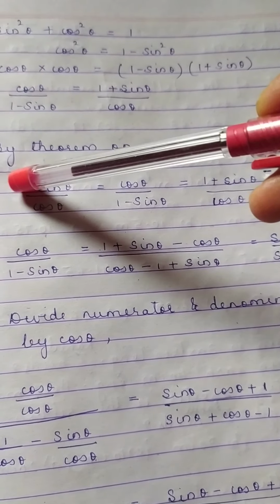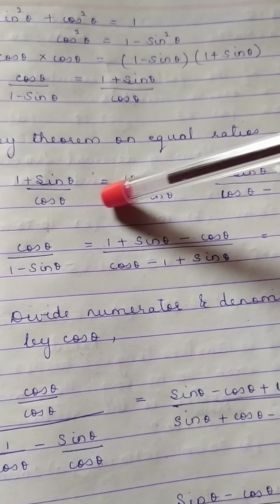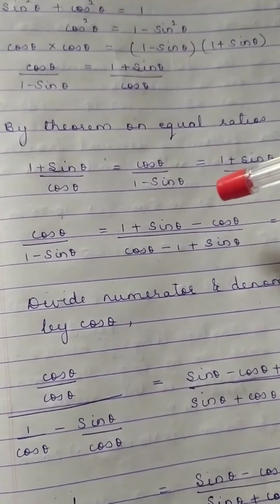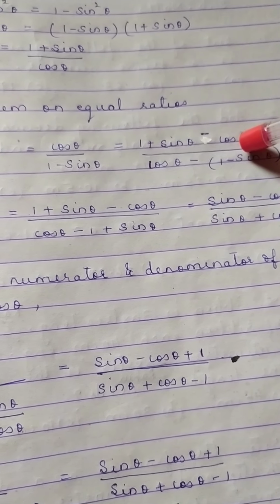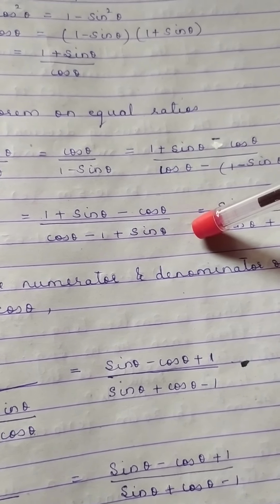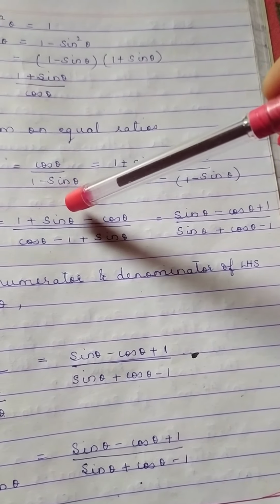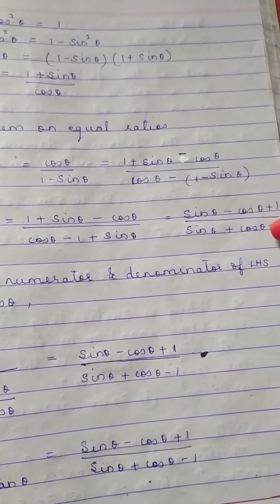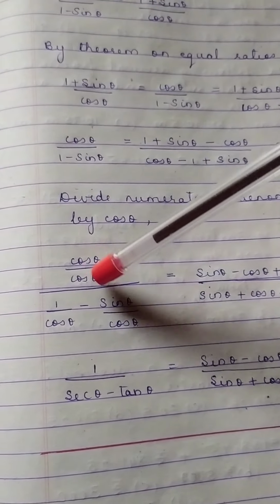Now you are going to subtract 1 plus sin theta minus cos theta. This is the second term. Cos theta minus this term. So I am putting it in brackets. I open this up. I get cos theta by 1 minus sin theta is 1 plus sin theta minus cos theta upon cos theta minus 1 minus into minus plus sin theta. When you write this, again in a proper order, sin theta minus cos theta plus 1, sin theta plus cos theta minus 1. Divide the numerator and the denominator of the LHS by cos theta.